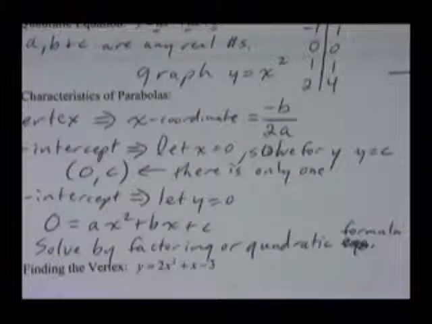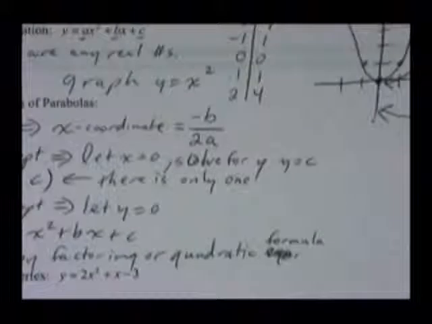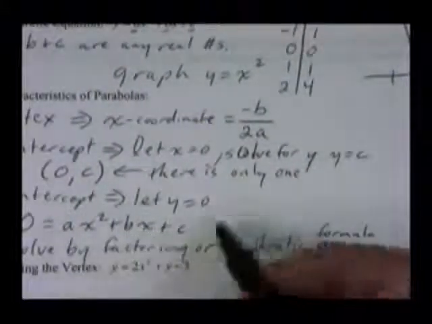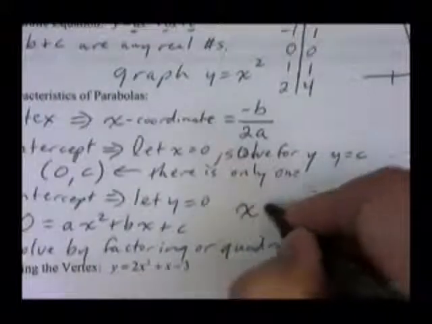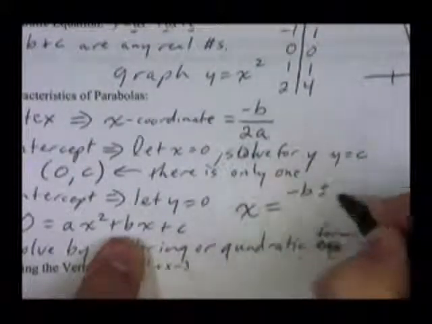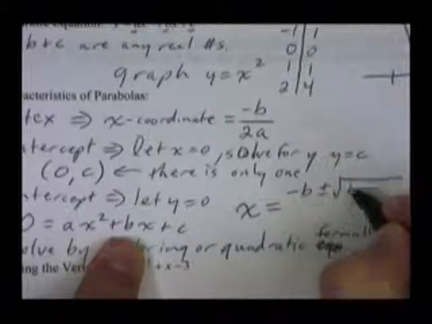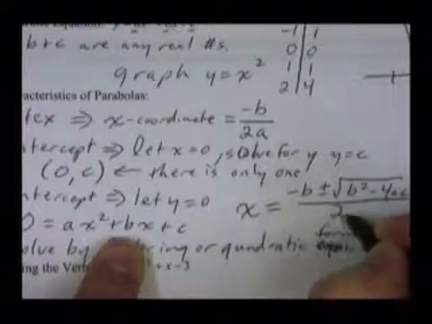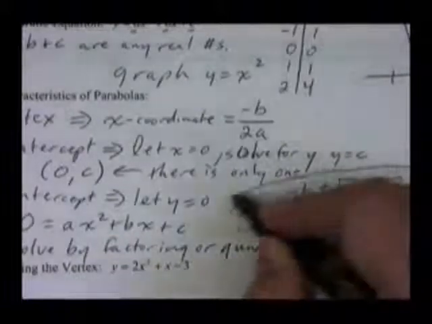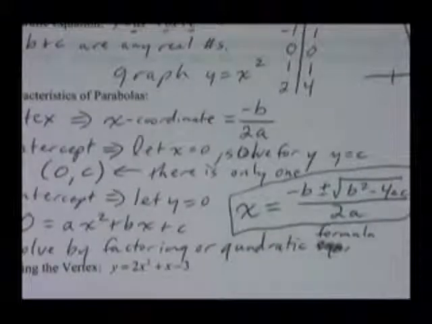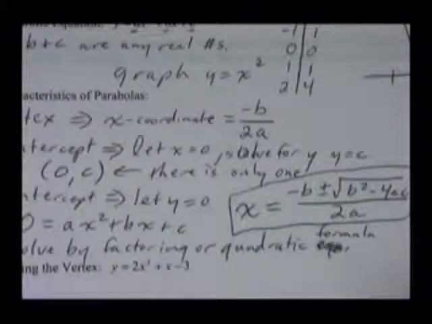Now, do you remember what the quadratic formula looks like? Well, let's just remind ourselves. If we have 0 equals ax squared plus bx plus c, the quadratic formula says we take the opposite of b, plus or minus the square root of b squared minus 4ac, all over 2a. Alrighty? So we'll be using that again.